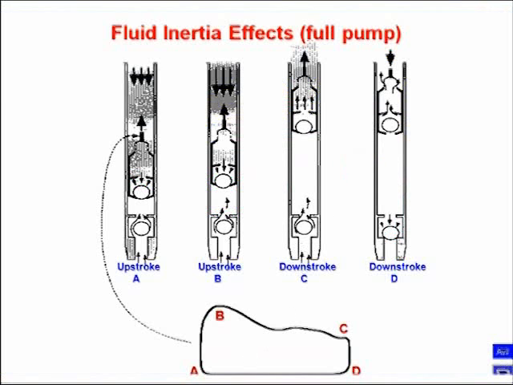So instead of getting a rectangular looking downhole dynamometer card like you would expect for a full pump, you might get a card like this. And again, the reason for that is because as the plunger moves up, it puts a pressure wave into the fluid. That pressure wave increases the load on the plunger. The fluid has inertia, and the plunger has to pick it up and accelerate it, so it's going to incur additional load on the upstroke, which shows up as a hump here at point B.